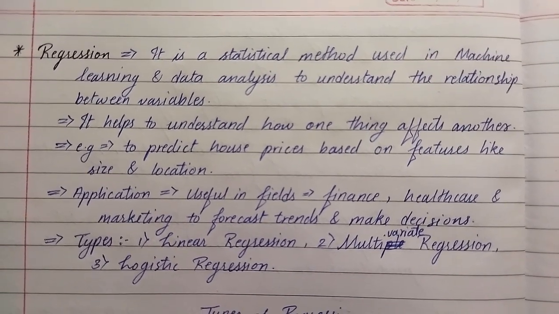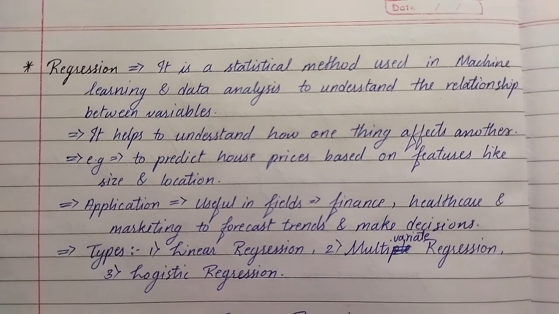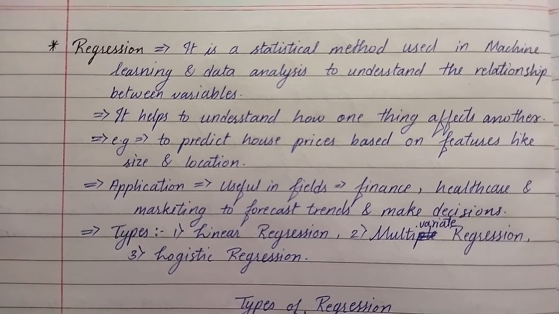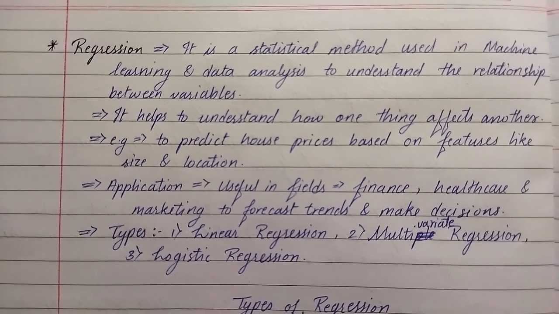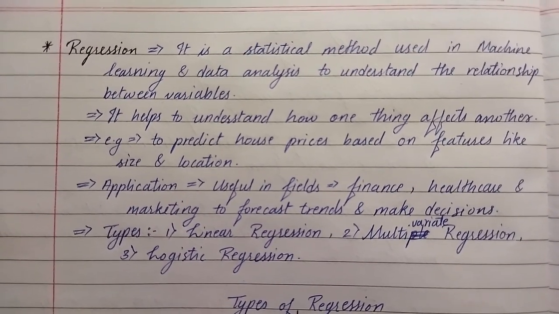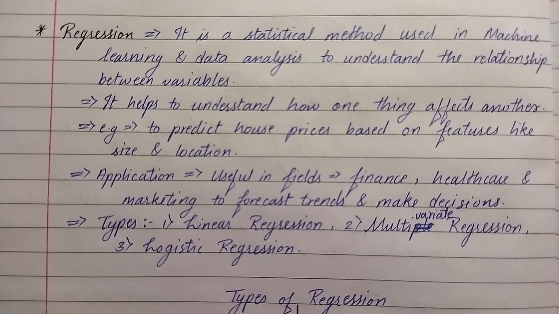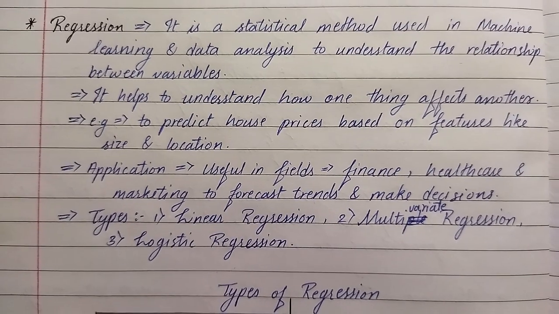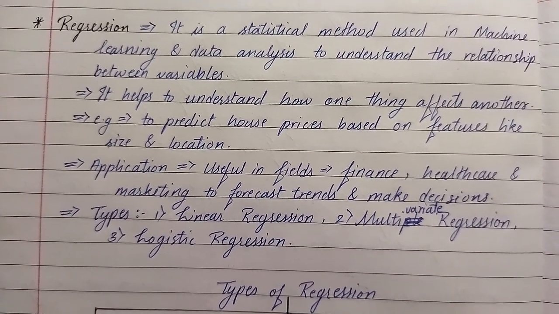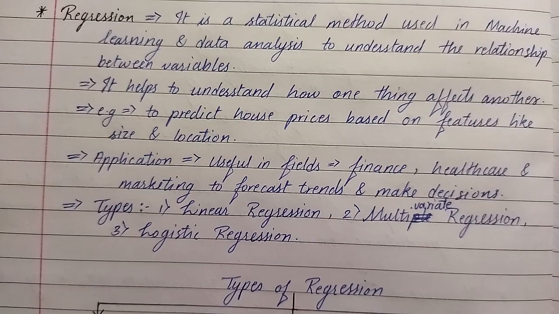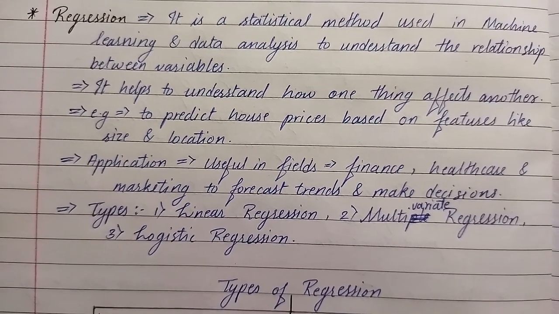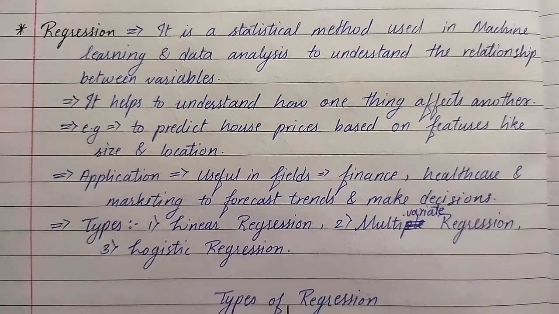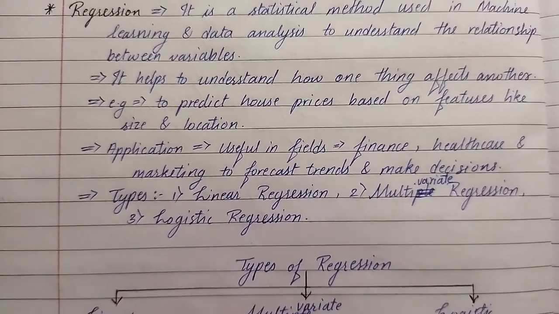So what is regression? It is a statistical method used in machine learning and data analysis to understand the relationship between variables, and it helps to understand how one thing affects another. Example, to predict house prices based on features like size and location. Then applications of regression are useful in fields like finance, healthcare, marketing to forecast trends and make decisions. And its types include linear regression, multivariate regression, and logistic regression.